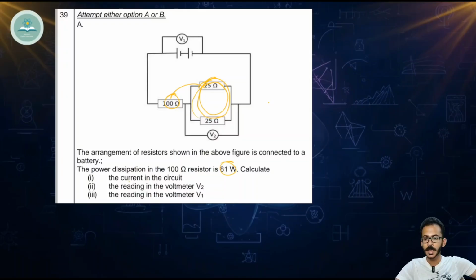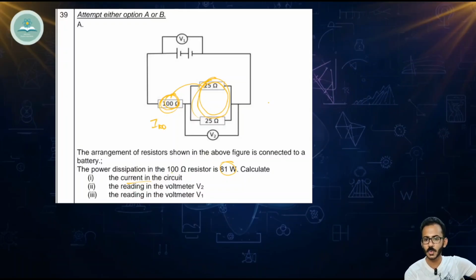Let's go to the first question first. The current in the circuit should be found out. So we know in series connection current is same. So in this entire circuit, if we calculate the current across this 100 ohm, that same current, let me call it as I100, if I find out this current, that current will be the current all around this circuit. So let us try to find out that one.